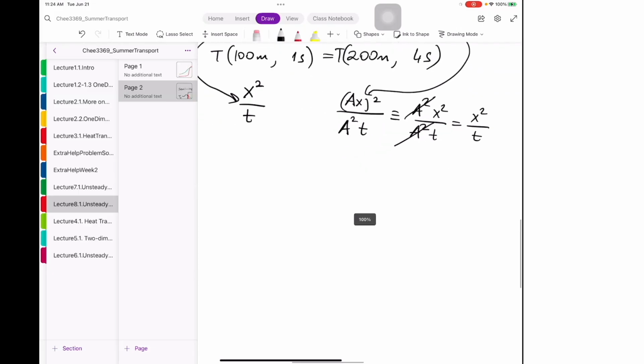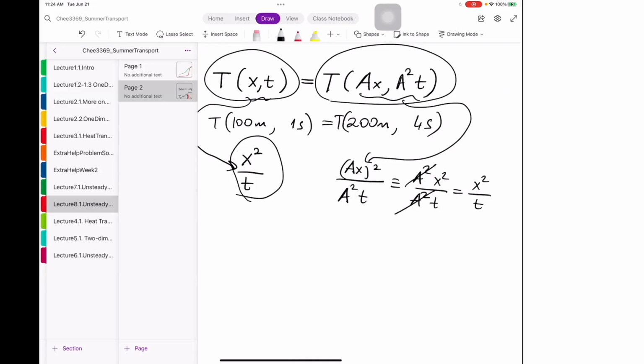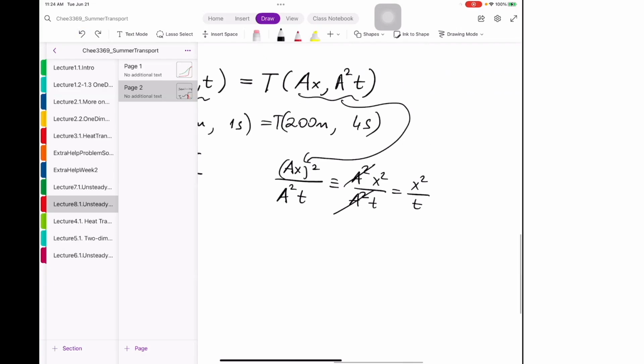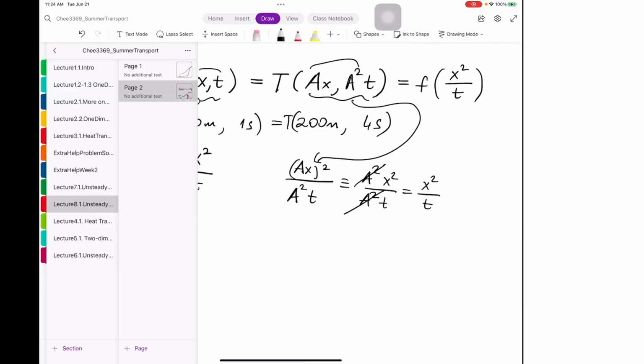Basically, that means the following. When the temperatures are equal to each other, this x squared over t is identical for the two cases. So this gives us the following clue. It says, oh, maybe this temperature is just a function of x squared over t, right? Because it's the x squared over t which is the same in two cases. When the x squared over t does not change, the function does not change. So that means it's only a function of x squared over t.